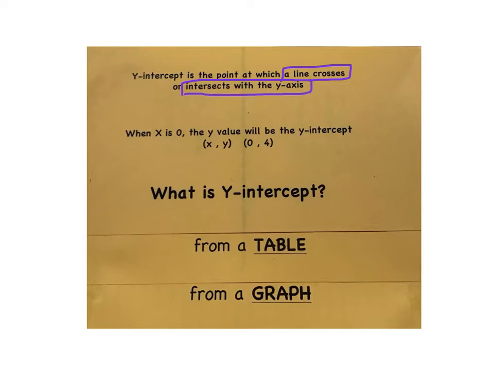the y-axis. Okay, so another thing we need to know is when x is 0 in an ordered pair, the y value is the y-intercept. So when x is 0, then its pair that's matched with it is the y-intercept. So ordered pairs are super easy. When you look at your ordered pair, if x is 0, then the number that's paired with it is the y-intercept.